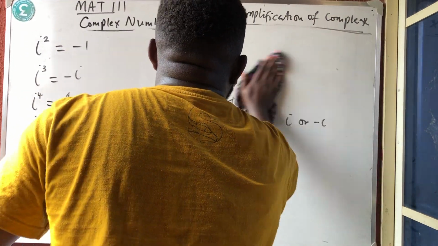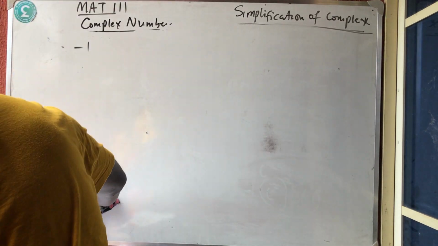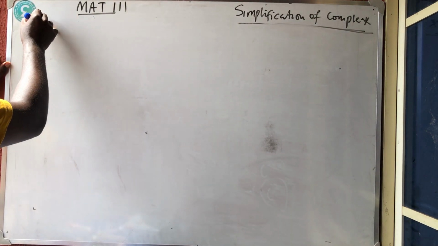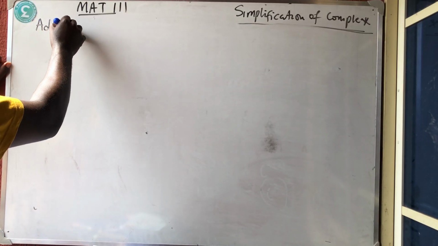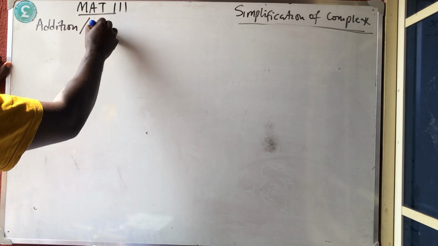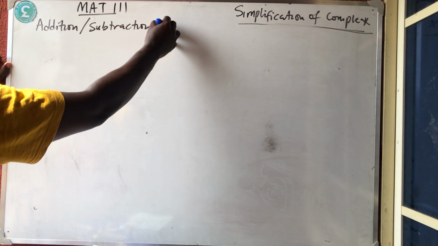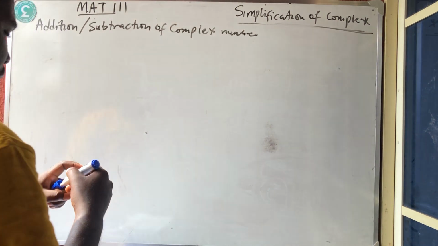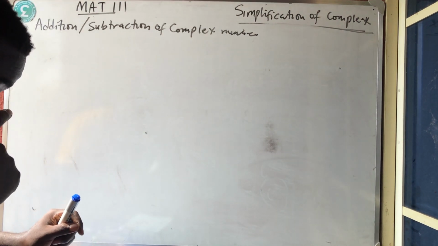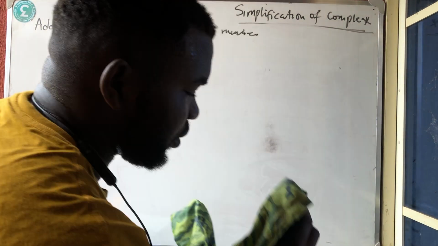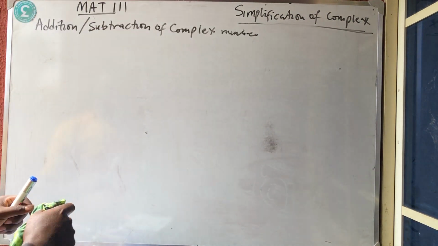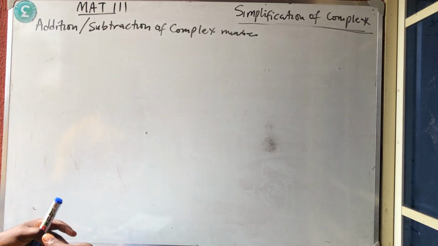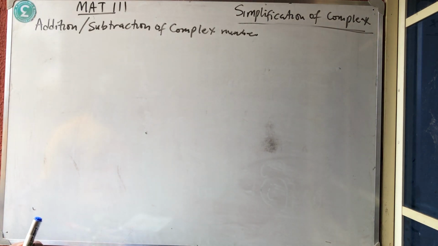Okay, so the next thing we'll move into is addition and subtraction of complex numbers. How do we add or subtract complex numbers? Complex numbers are as good as solving like terms, okay? In solving like terms, we only add or subtract the coefficients. The real part adds the real part, the like part adds the like part. So the same thing here.